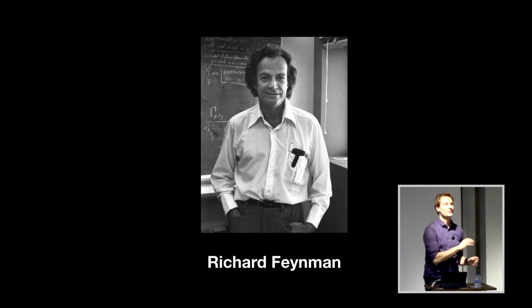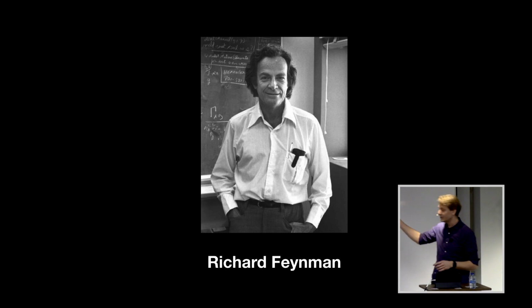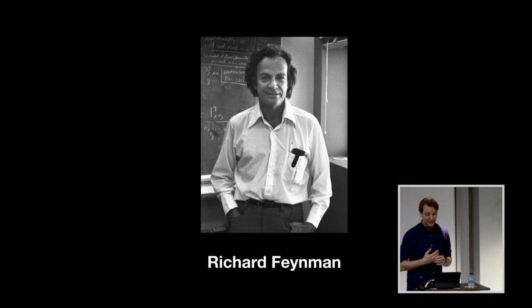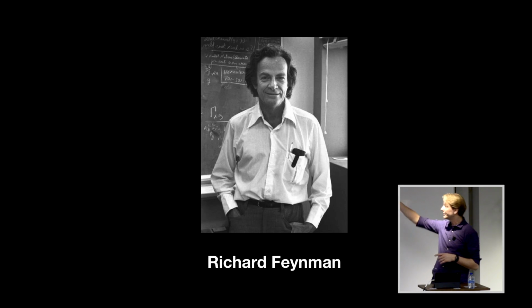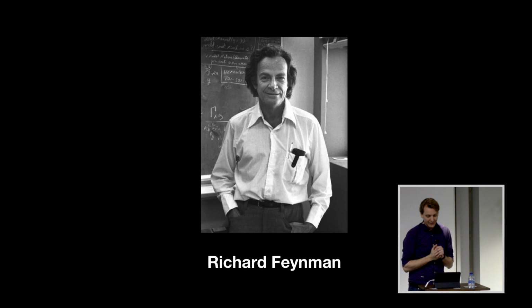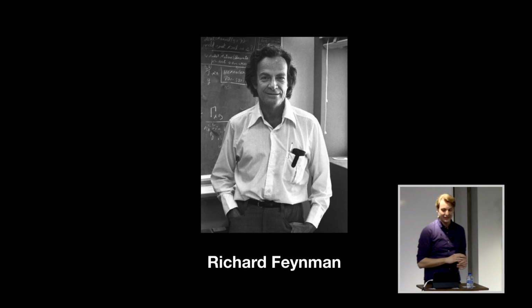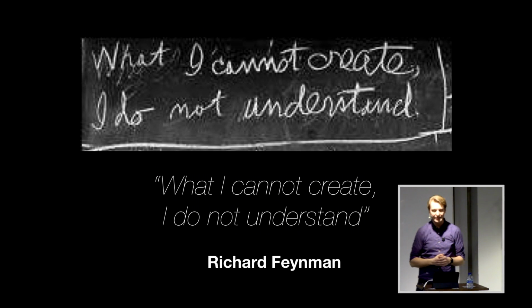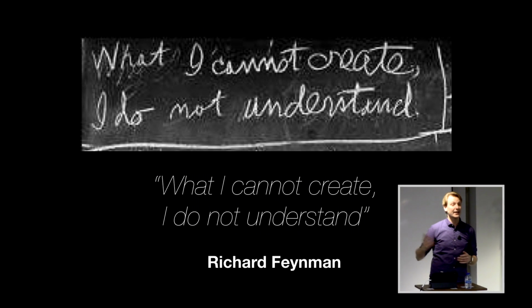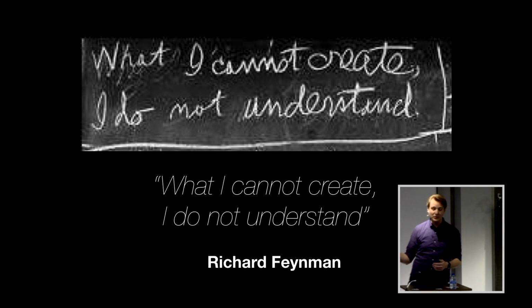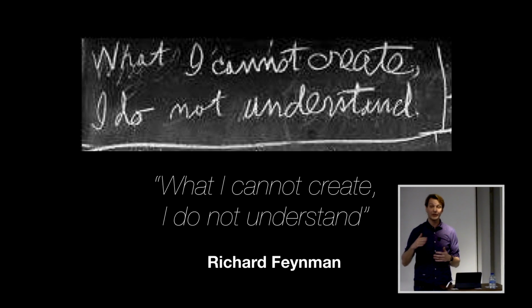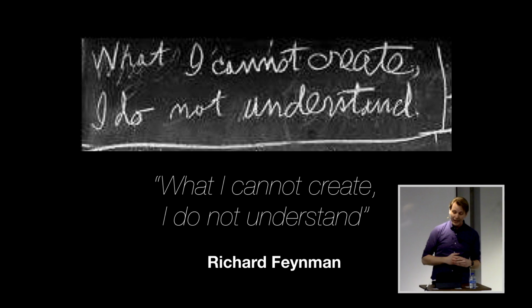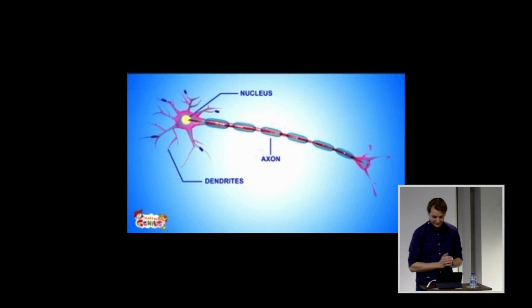The second inspiration for this talk was a guy named Richard Feynman. I don't know if you know him. You see him here in front of his blackboard. He was a brilliant lecturer and a physicist. One thing that he wrote on a blackboard is, what I cannot create, I do not understand. We're going to take that quote to heart and build a neural network from scratch, so that hopefully in the end you will understand it better.